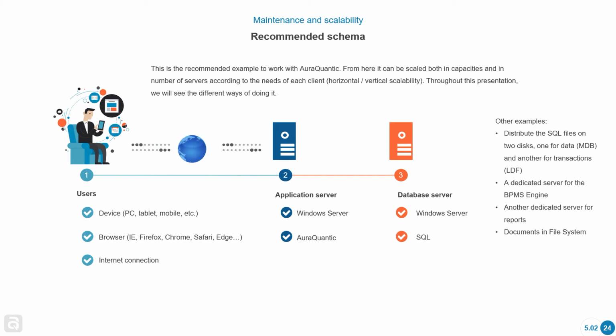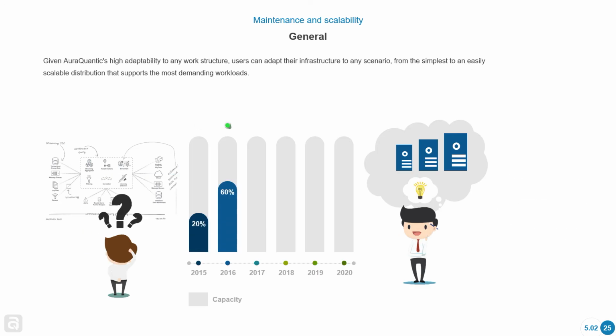Note also we can have the schema with SQL in the server, but we could also have some other distributions. For example, distributing the SQL files into disks, to have an exclusive server for the BPM motor or for the file system documents. All this will depend on the size of the company and the number of users, as I said before. Given Quantic's high adaptability to any work structure, users can adapt the infrastructure to any scenario, from the simplest to an easily scalable distribution that supports the most demanding workloads. Here, we would be monitoring the capacity, so when it's nearly full, we change it.